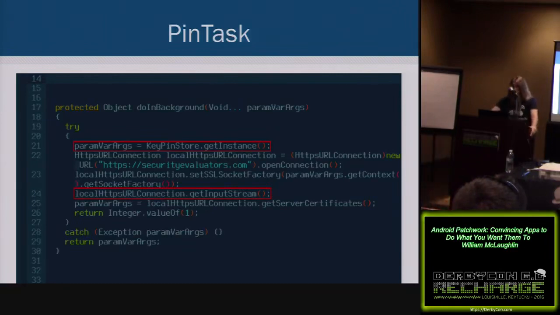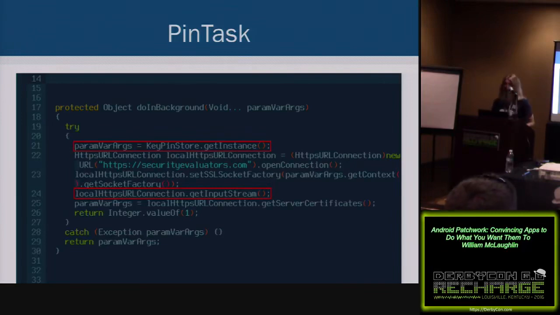So what happens here is, on line 24, we're calling getInputStream on this new connection to securityevaluators.com. Two things can happen with this function call. This function will either return no errors, so it will make the connection, grab the cert, compare this cert to the cert in the KeyPinStore. If things are in agreement, if the certs match, then everything's fine. The function finishes, and the program continues. It'll continue to line 25, and then 26, and it will return an Integer object with a value of 1.